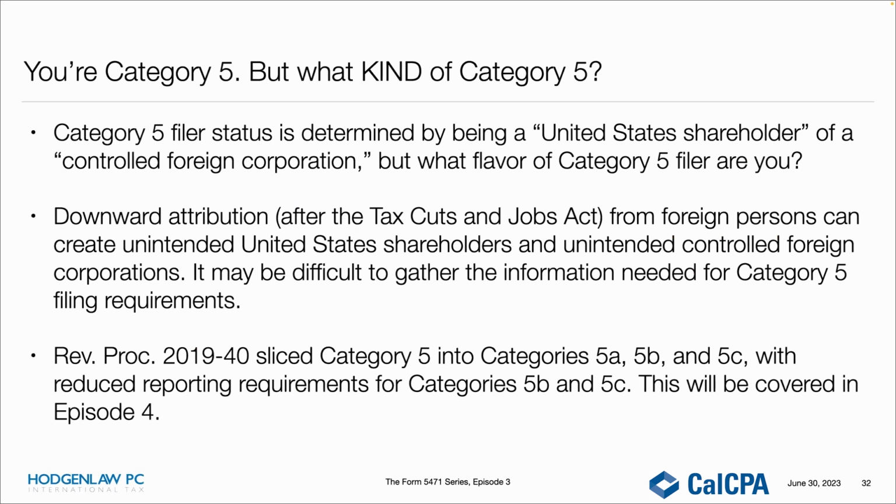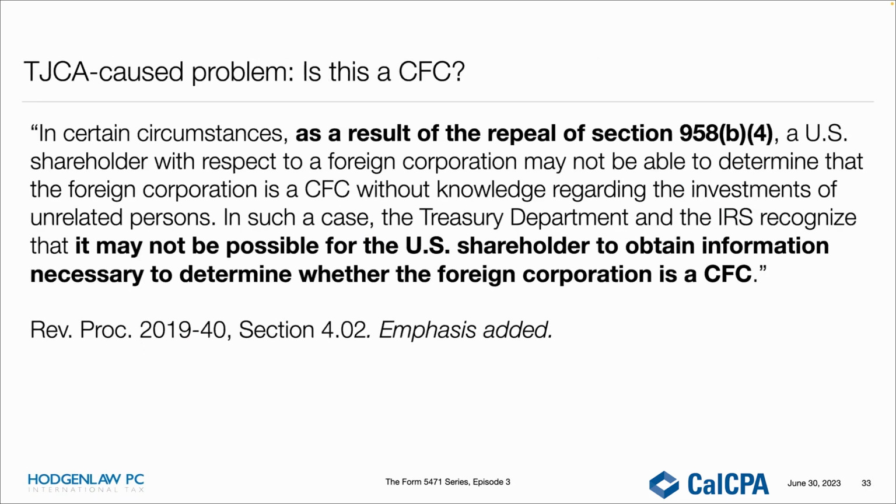So Rev. Proc. 2019-40 understands the data collection problems that have been created by this downward attribution situation and tries to ameliorate it in some ways. So here's straight from the Rev. Proc. It says, here you are, just living your life, and Section 958(b)(4) gets repealed, and now you have to do this downward attribution thing and figure out if you're a United States shareholder of a foreign corporation.